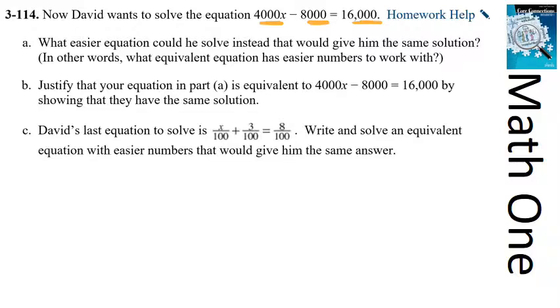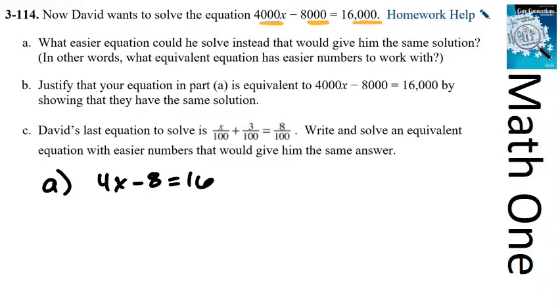So probably I would say for A, look, there are two sides of the equation, and there's two terms on the left-hand side and one term on the right-hand side. In order to simplify this, I'm going to divide every single term by 1,000. So this equation becomes 4x minus 8 equals 16. Much simpler to deal with.